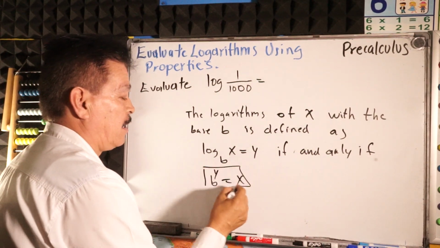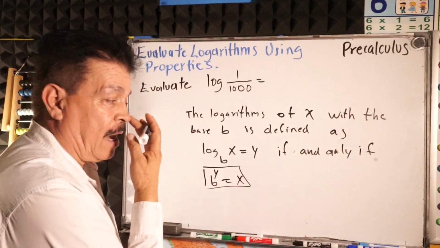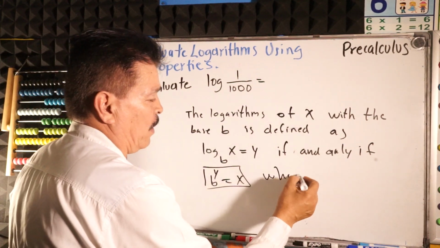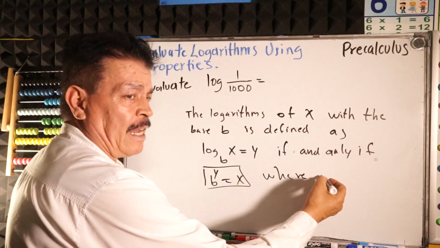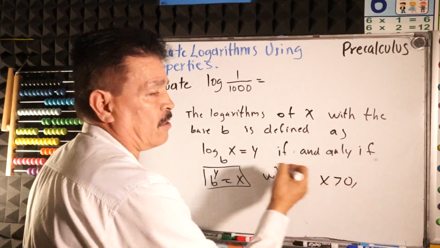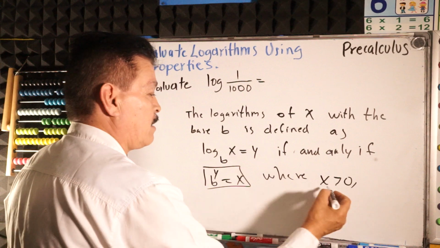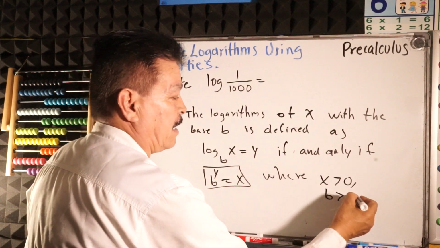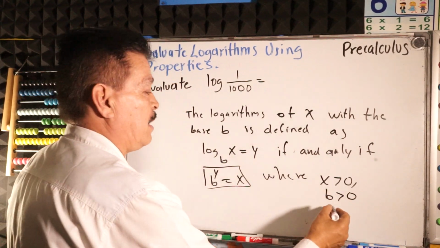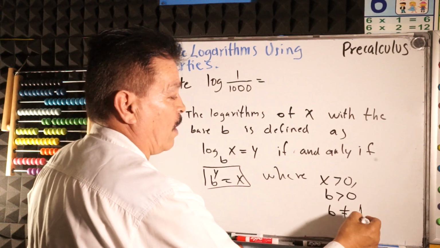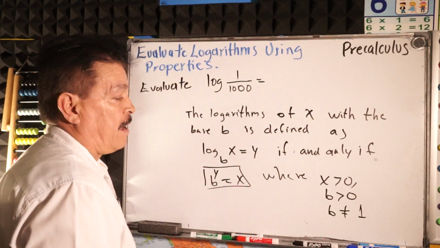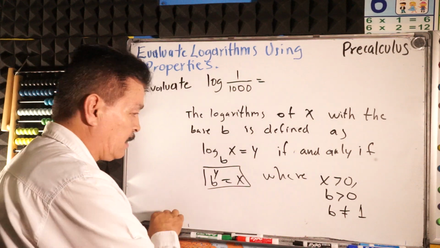This is very important, group. Here x is greater than 0, and b is greater than 0 too, and b is different from 1. So these are very important ideas.